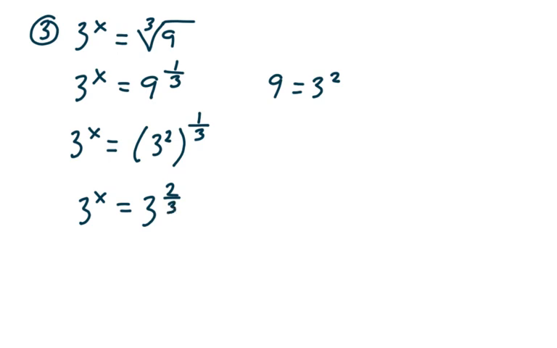And so that says x equals 2/3. Because, again, if 3 to the x is equal to 3 to the 2/3, notice how both sides have the same base. x has no choice but to equal 2/3. And that's number 3. So let's take a look at number 4.